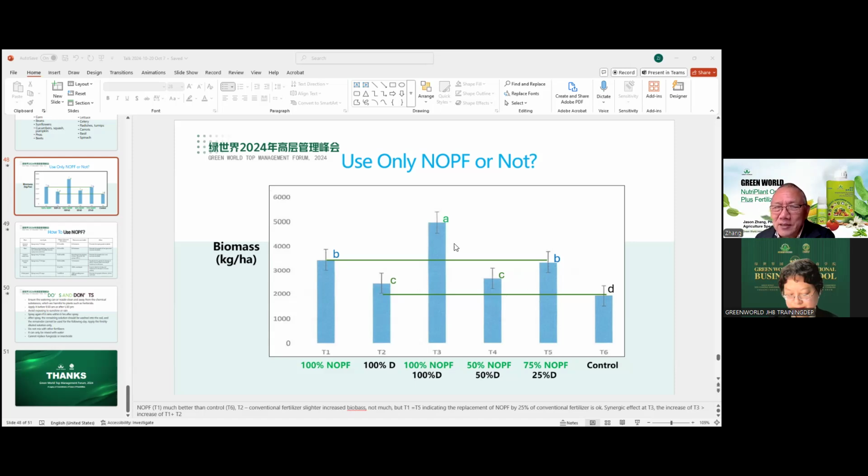So after adding this, you put 100% NOPF, 100% conventional fertilizer. There are several ideas here. How do you put NOPF and conventional fertilizer? You don't mix them together. You can use conventional fertilizer as the base, put it in the soil, and it works in the soil for a long time.